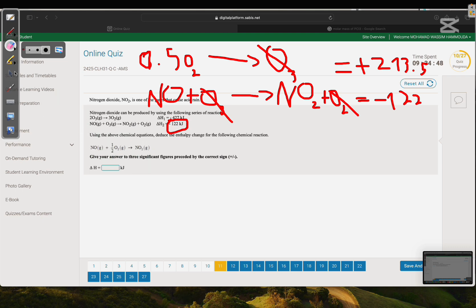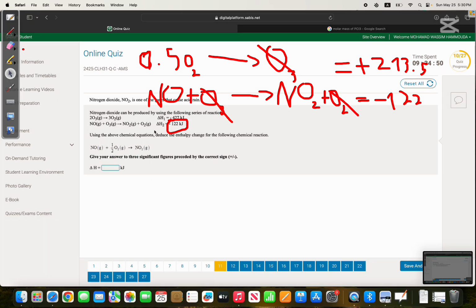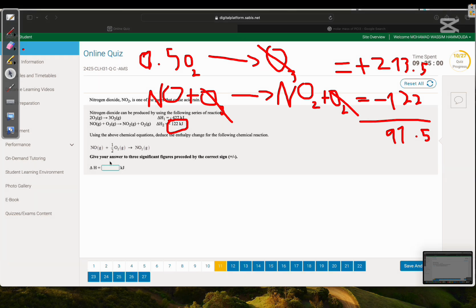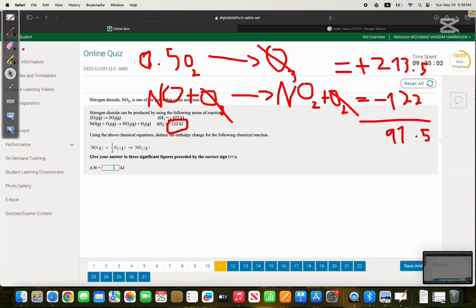Yeah. Okay, so now all we have to do is add these two, and that will give us 91.5. Please guys, in the exam don't forget to put the positive, even if it's positive and you normally ignore the sign, put it or you'll get a mistake. So positive 91.5.